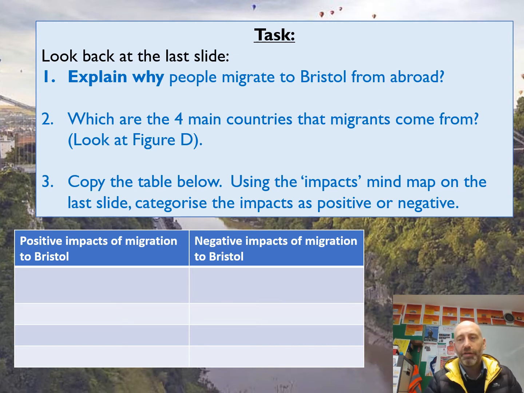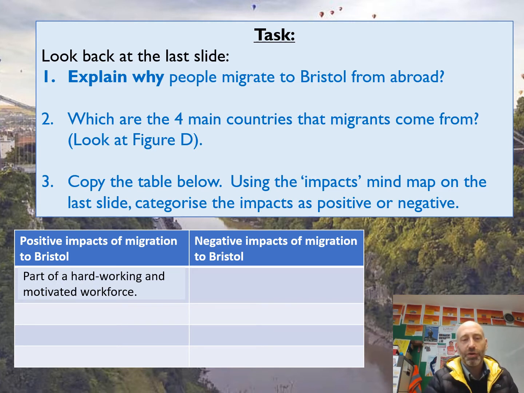And I've done one for you. So you can see that one positive impact of migration to Bristol was that migrants become part of a hardworking and motivated workforce. Okay, so there's a positive from there. It won't necessarily be even. I think it's 5 positives and 3 negatives. Okay, so again, go back to the last slide, pause the video, give yourself about 10 minutes or so to complete these questions. And then you can go back and move on to the next slide.